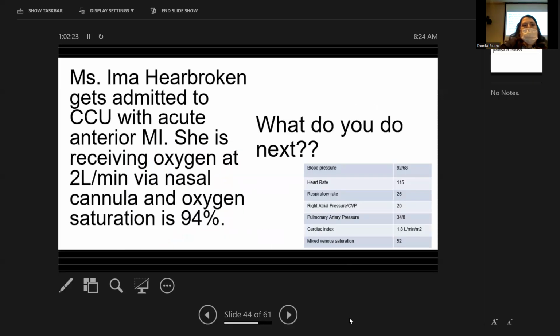Okay, so Miss Ima Heartbroken comes to the CCU. She has an anterior MI, oxygen saturation is 94. Her blood pressure is 92/68, heart rate 115, respiratory rate 26, CVP is 20, PA pressure is 34/8, cardiac index 1.8, mixed venous is 52. So where do we think she falls in our cold and wet, warm and wet, cold and dry, warm and dry?